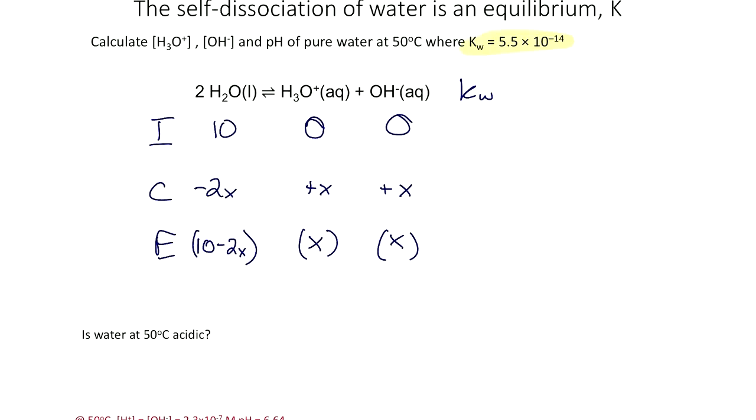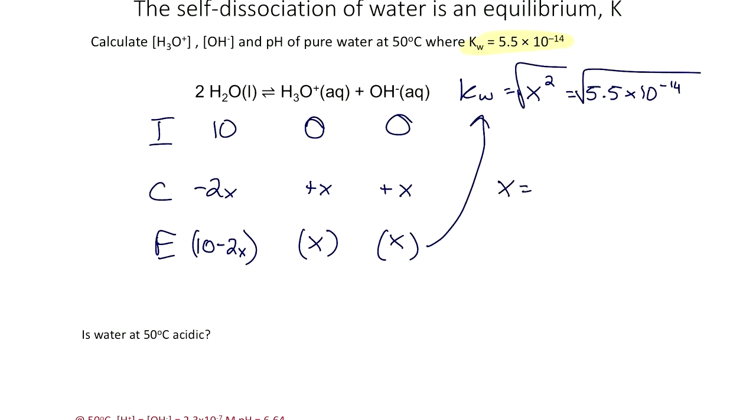And so what do we do now? Put that ICE line into the K expression. So KW is equal to x squared, but no longer is it equal to 1 times 10 to the negative 14. At 50 degrees, this is equal to 5.5 times 10 to the negative 14. So we do it the exact same. To calculate x, we just take the square root of both sides, and so we see that x is equal to 2.3, okay, this should have 2 sig figs, but I'm going to just keep a couple extras, times 10 to the negative 7 molarity.